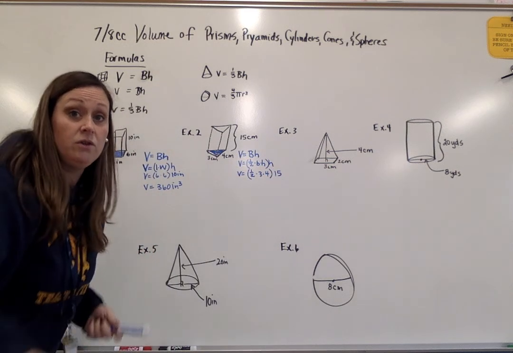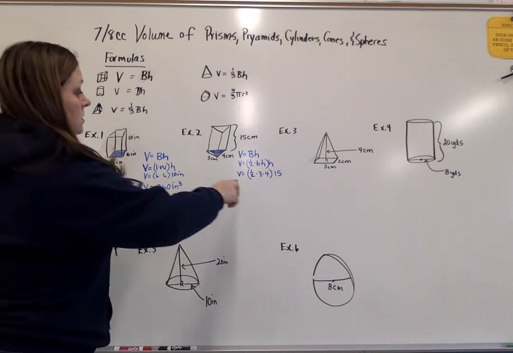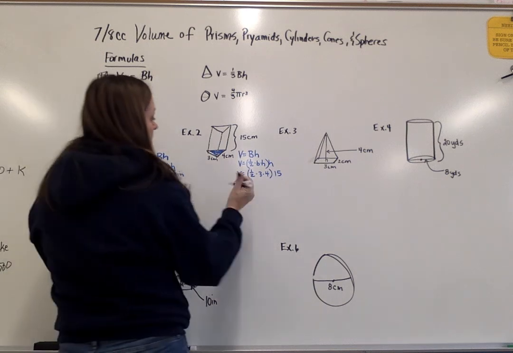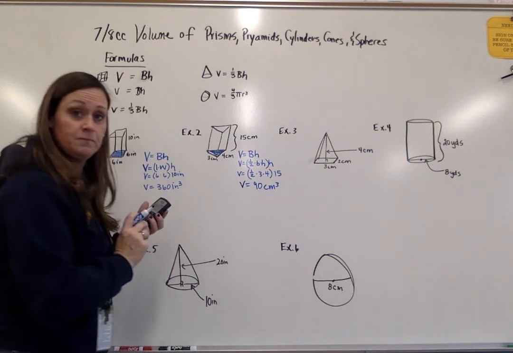This is a calculator unit, so make sure you're checking your calculations. So I have 1/2 of 12 is 6. 6 times 15 is 90. So my volume is 90 centimeters cubed.